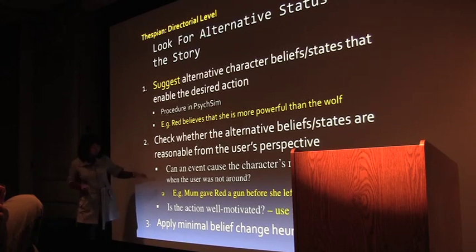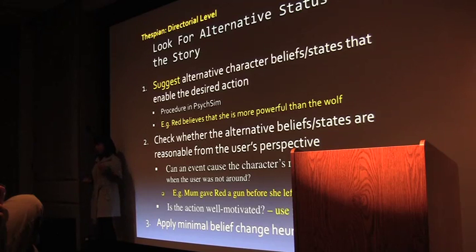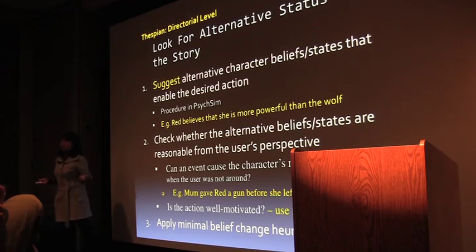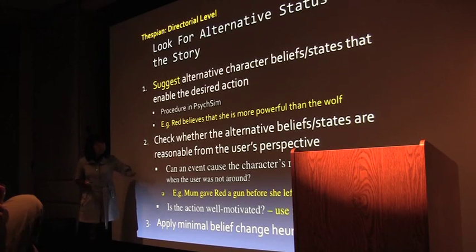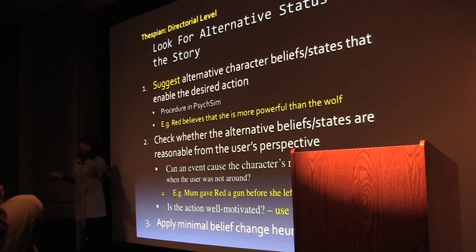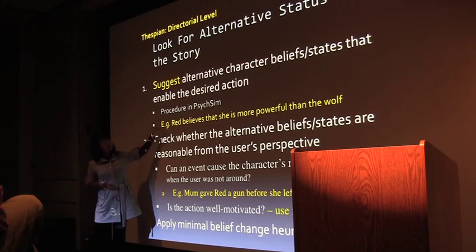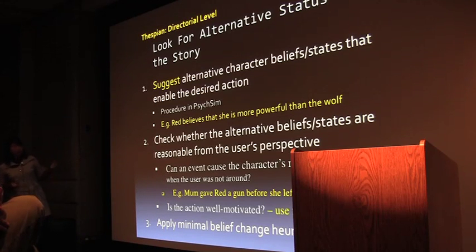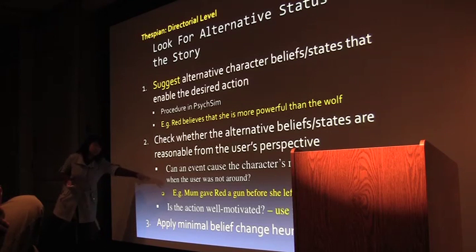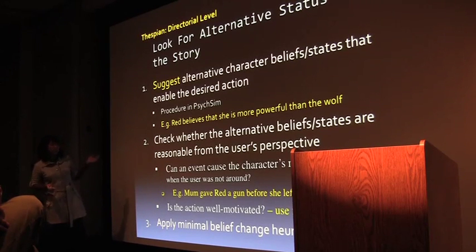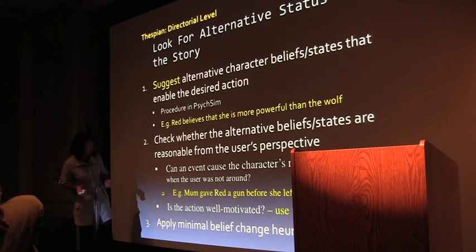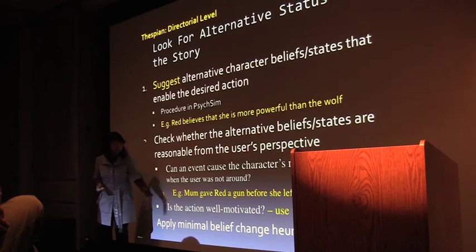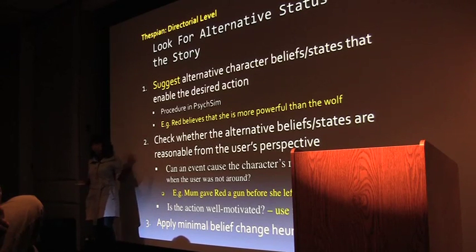So for example, to the example I'm giving here, if Little Red Riding Hood's mom gave her a gun before she left the house, and she suddenly put the gun out and pointed it towards the wolf. So the director agent searches, again, all the possible actions of the characters to see which action will make this alternative status valid. And then for that action, the director agent has to check if this action is reasonable for the actor to perform. So that's again just using the fitting procedure that I introduced a while ago, whether it's well motivated for Little Red Riding Hood's mom to give her a gun.